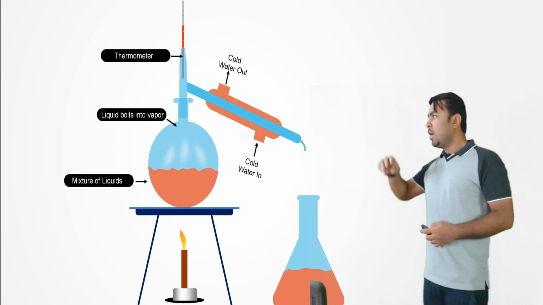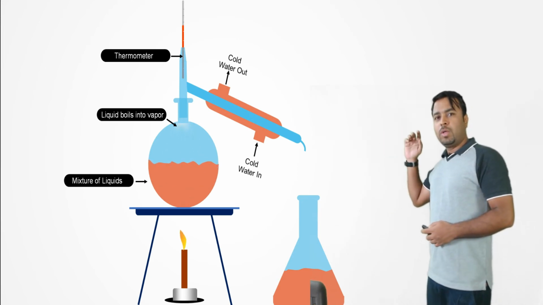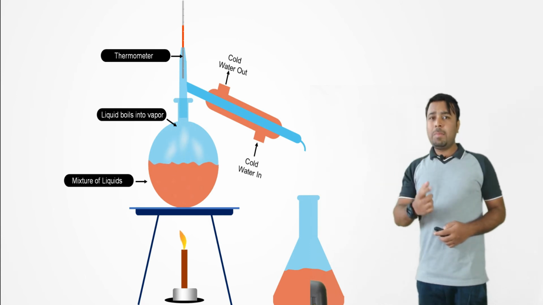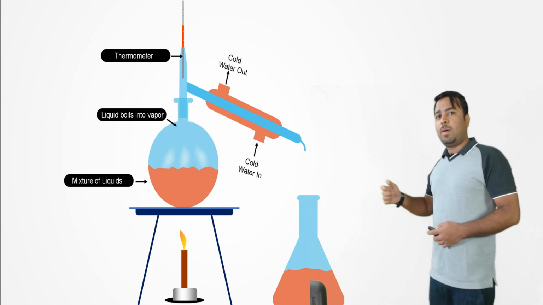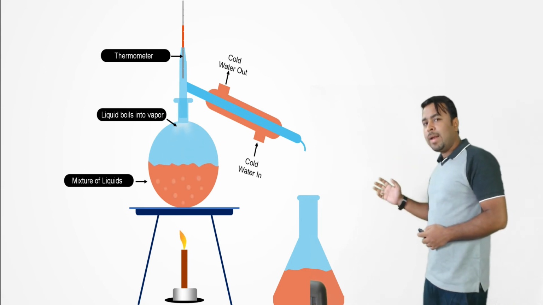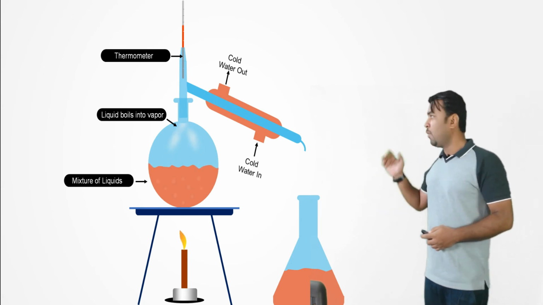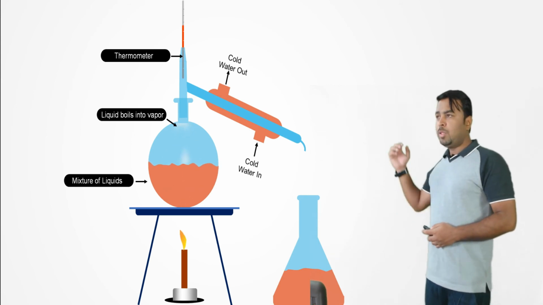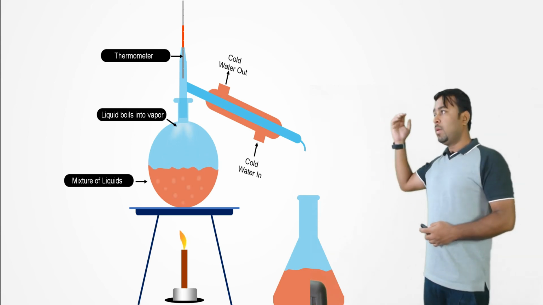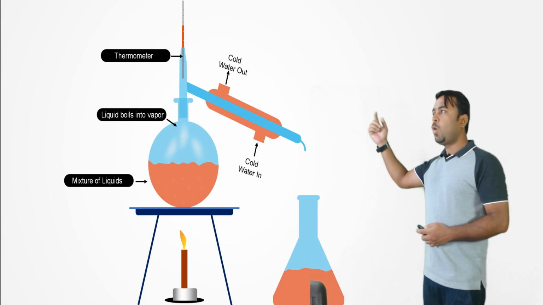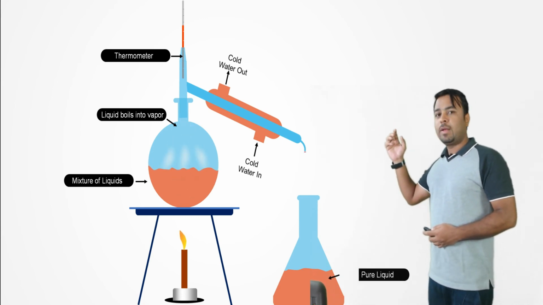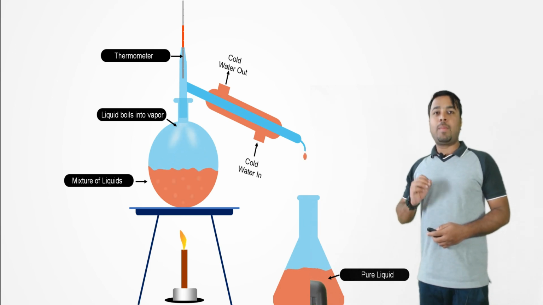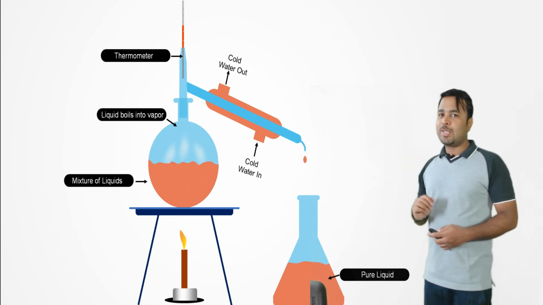Now you can see the cool water out and the cool water in. This is an assembly where from one end the cold water gets in and from the other end the cold water gets out. And when these vapors travel through the passage between the cold water assembly, it gives us pure liquid. And my friends, this is distillation.